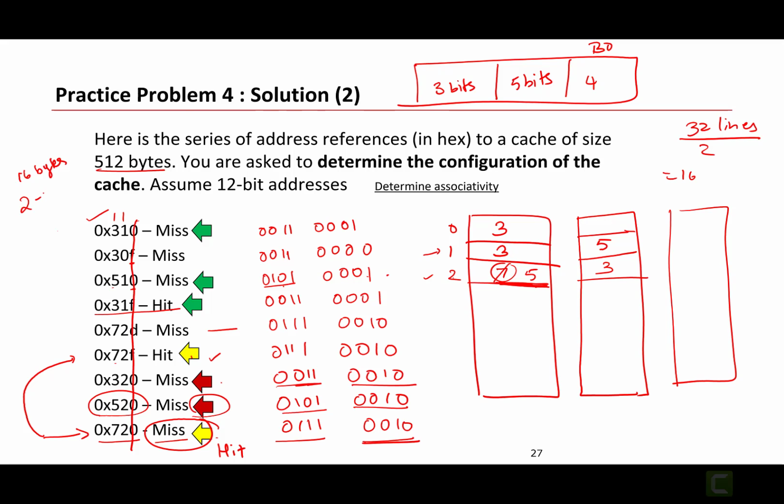So we figured out that the block size is 16 bytes and the set associativity is two-way. And given that information, we can figure out the number of sets. That is simply 16 sets, because we have 32 lines.